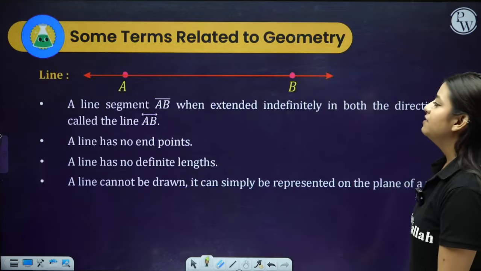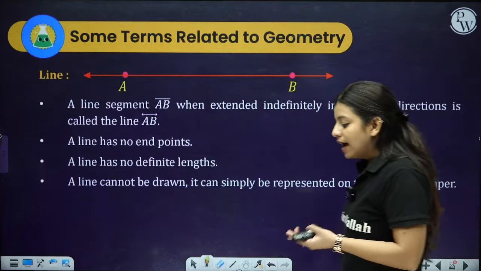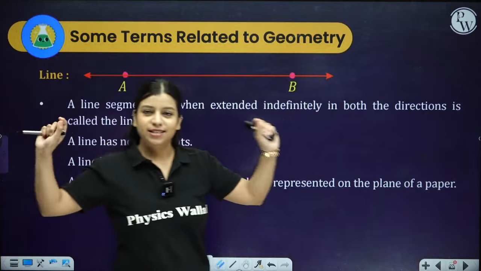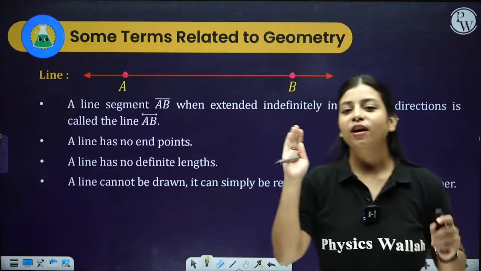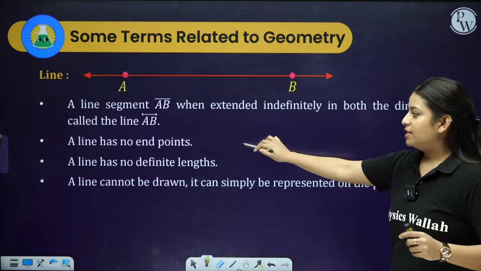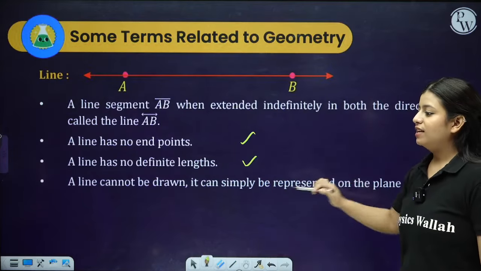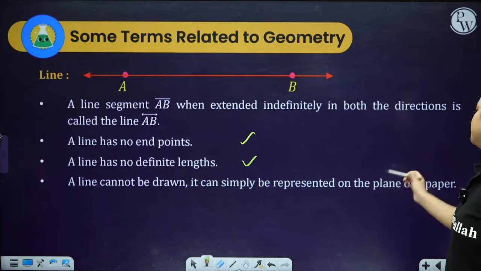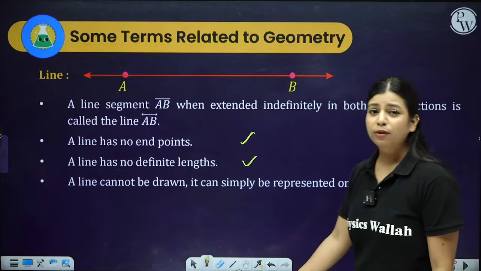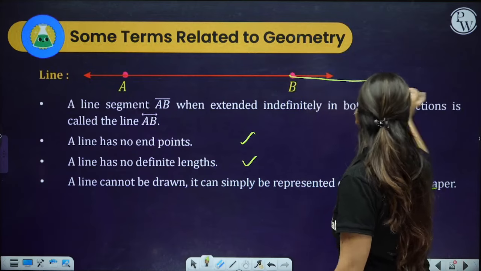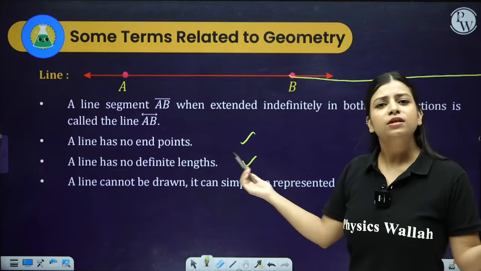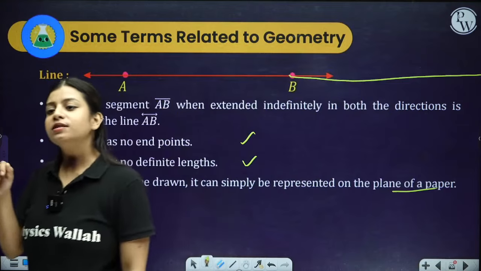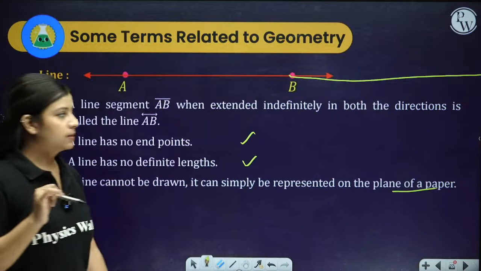The next we have is line. So we know that a line has arrows on both ends. That means that it can be extended both ways. It does not have any ending. A line has no endpoints. It does not have a definite length. And also a line cannot be drawn. It can simply be represented on a plane or paper because it is never ending. If I go till here, what after this? The board is finished. Now where to go? So it can only be depicted with arrows.